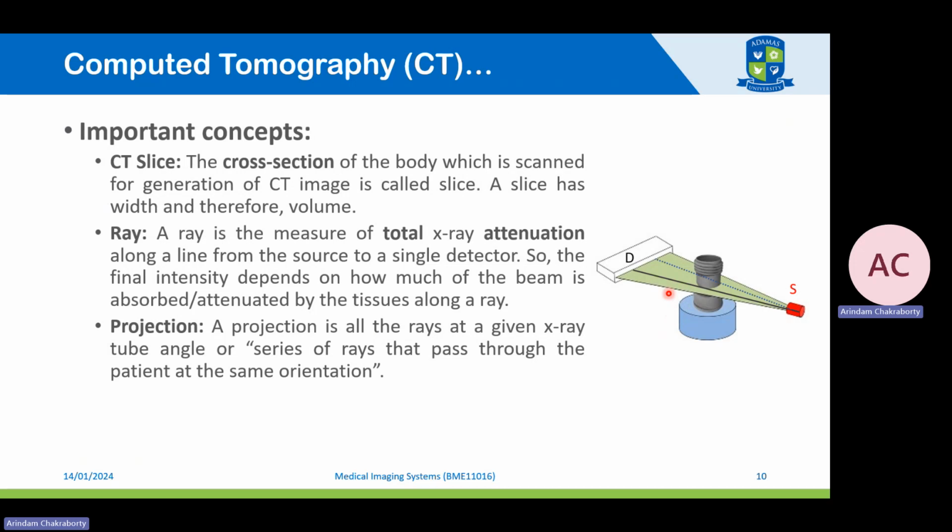Now projection is all the rays at a given X-ray tube angle, or we can call it a series of rays that pass through the object at the same orientation. So here this entire green structure is nothing but a projection. Projection is all the rays at a certain angle.